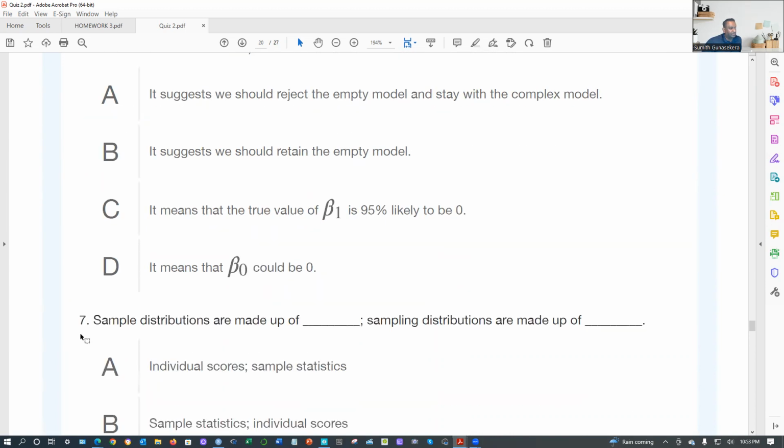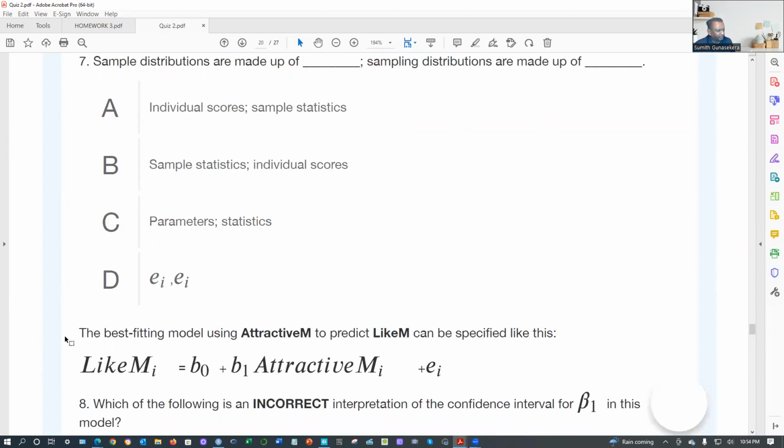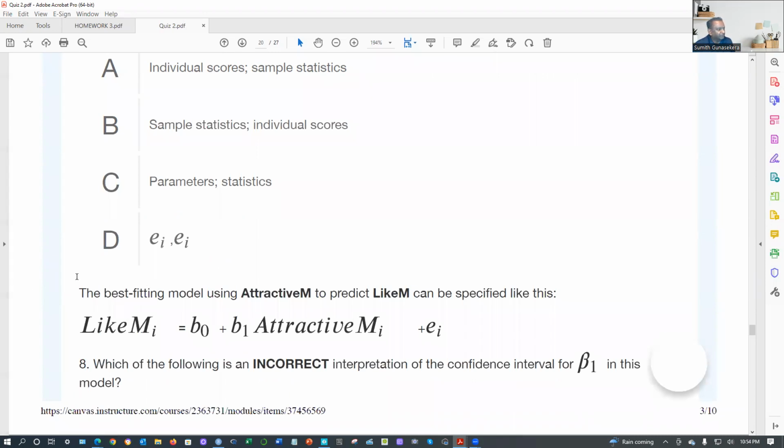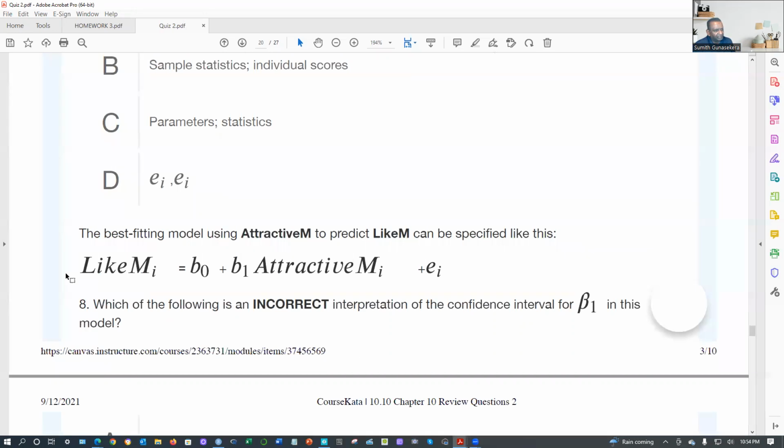Okay, as a conclusion, the sample distribution is made up of individual scores. Sampling distributions are made up of sample statistics. Sample statistics means Y bar, B naught, B1. Those are sample statistics. So the best fitting model using attract to predict like can be specified like this.